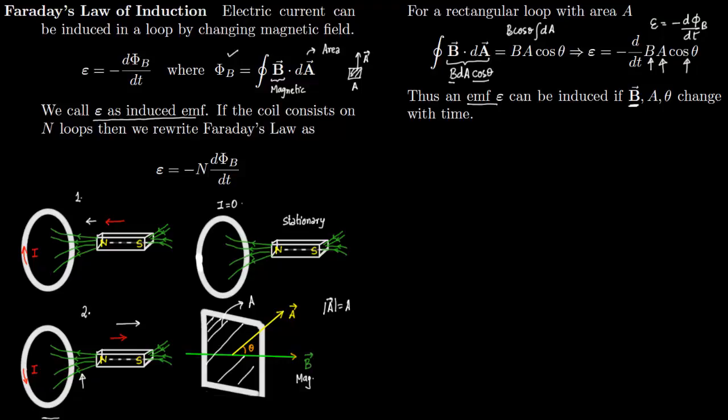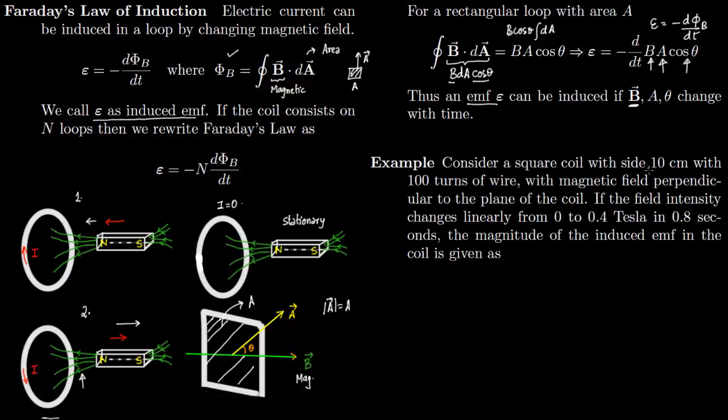Now we consider a quick example. Consider a square coil with a side of 10 centimeters, and the coil has 100 turns of wire. The magnetic field is perpendicular to the coil, and therefore it makes an angle 0 with the normal of the coil. Thus cos theta is equal to 1. Notice theta is 0 since we are measuring it with the normal of the coil. Now the field intensity changes linearly from 0 to 0.4 Tesla in 0.8 seconds. So we are changing the field intensity in a given time, and we expect to have some induced EMF.